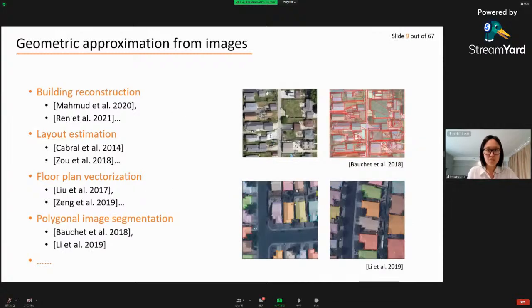Polygonal image segmentation methods represent objects of interest with floating polygons. This representation is more generic and can be applied to urban scenes when properly adapted.